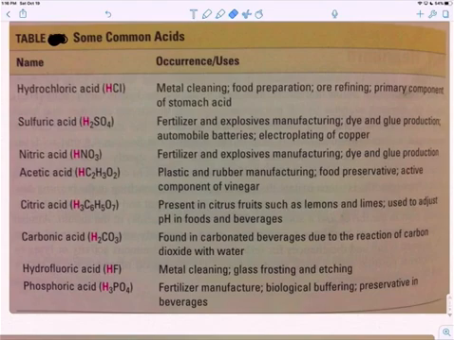Acetic acid, that's in vinegar. It's a common acid in vinegar used for various things like in plastic and rubber. Citric acid used in food. Carbonic acid, we use this to drink. Hydrofluoric acid, this stuff is scary.